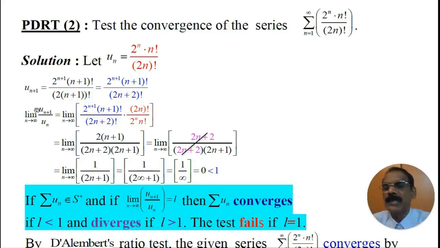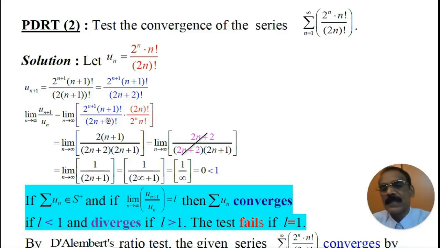Therefore, taking limit on both sides, limit of u(n+1) by u(n) equals limit of (2n+1) into (n+1) factorial divided by (2n+2) factorial. This, written in blue color, is u(n+1). What is u(n)? Written in red color, that is 2 to the power n factorial by 2n factorial. Since u(n) is in the denominator, we have to write its reciprocal. The reciprocal of 2n into n factorial by 2n factorial is 2n factorial by 2n into n factorial. That is 2n factorial by 2 power n into n factorial.